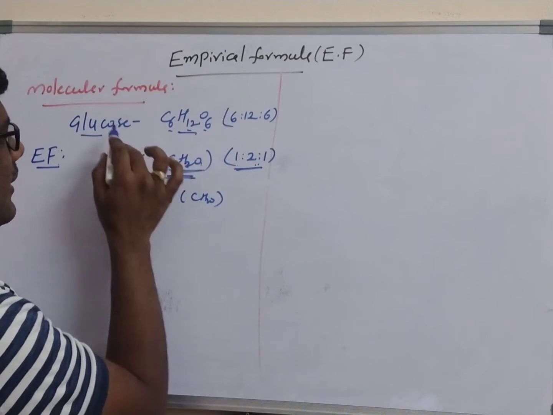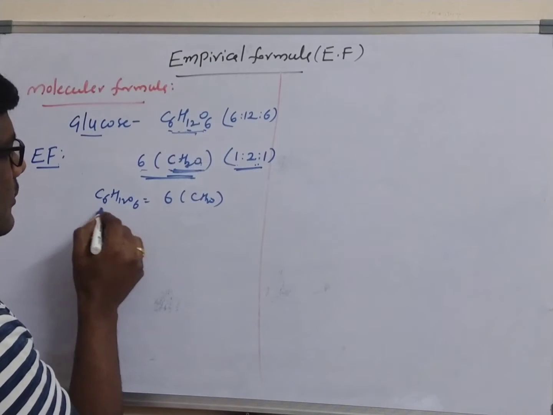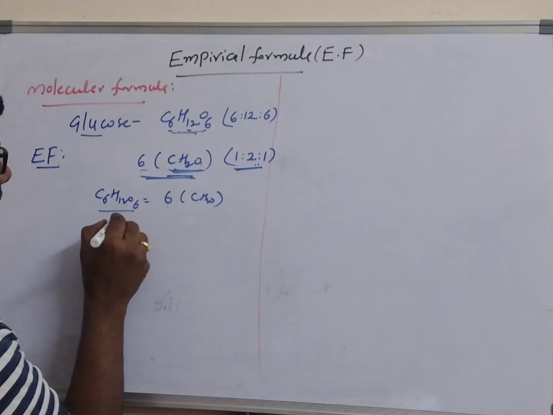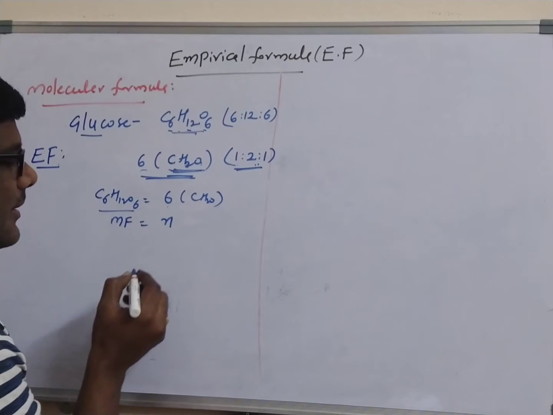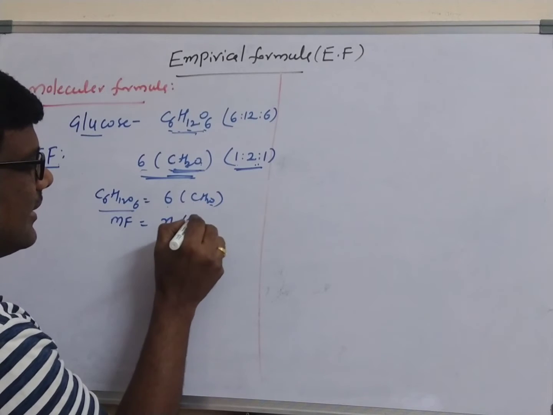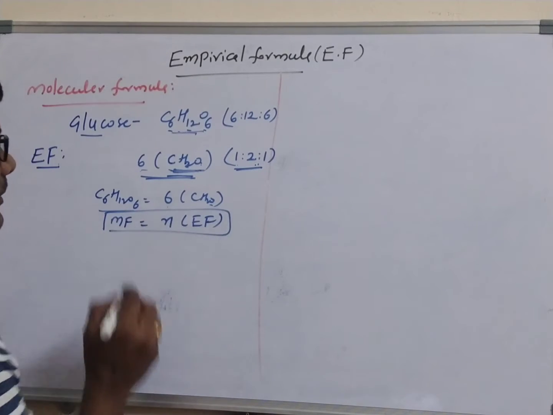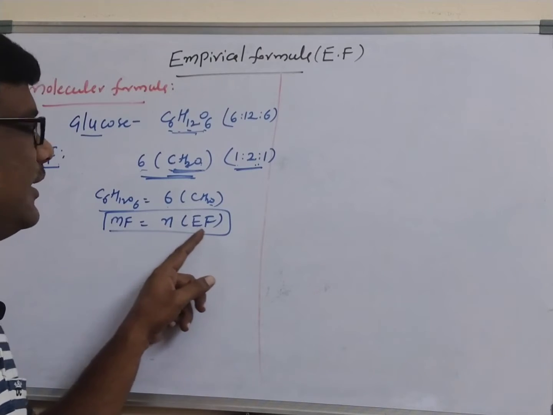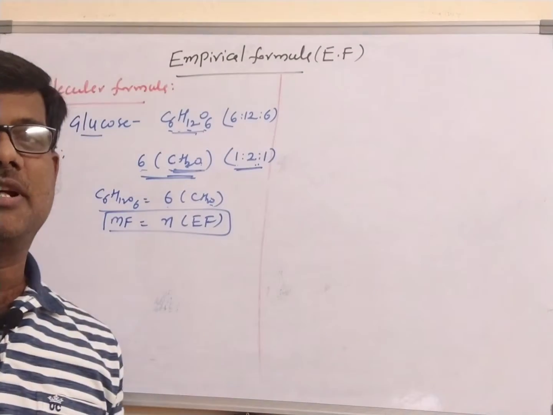The relation between the molecular formula and empirical formula, with the same example: glucose molecular formula is 6 into CH2O. Here 6 is some number n, and CH2O is called the empirical formula. Ultimately, the molecular formula is equal to n into empirical formula, where n is equal to 1, 2, 3, 4, a whole number.